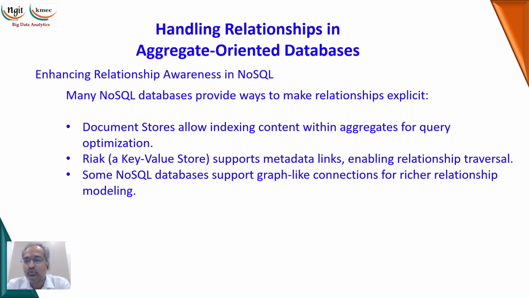Key-value stores support metadata links. So this data is available here, and this data is available here. The metadata links maintain the relationships, and they can be traversed easily. And some NoSQL databases support graph-like connections for richer relationship modeling, so that we have one object and this object is related to another object. The relation is given with the edge. Okay, nodes and edges. So that is another thing.